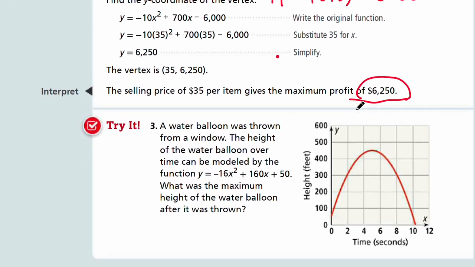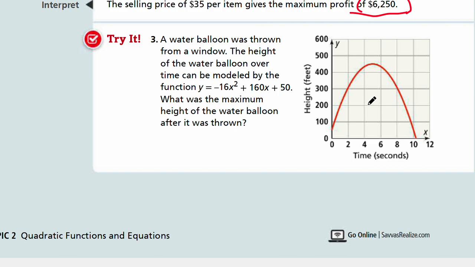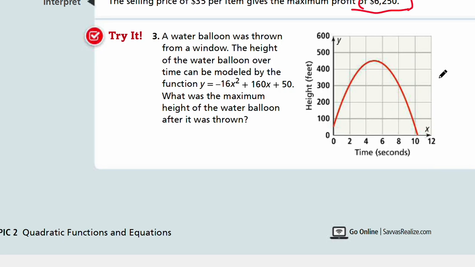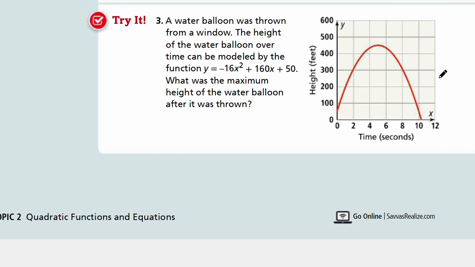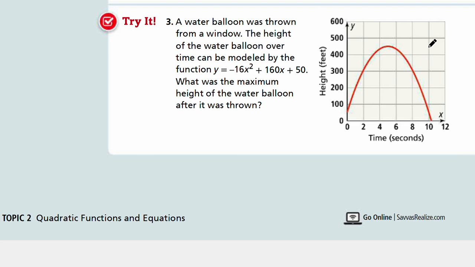Let's look at try number 3 and see if you can do it by yourself. A water balloon was thrown from a window. The height of the water balloon over time can be modeled by this function, y equals negative 16x squared plus 160x plus 50. What's the maximum height of the water balloon after it was thrown? So follow the steps we looked at in the example above and see if you can figure it out by yourself. Pause the video and come back when you're ready for answers.